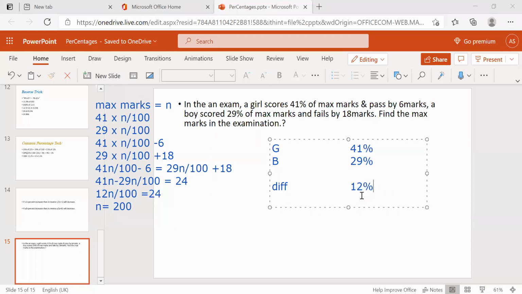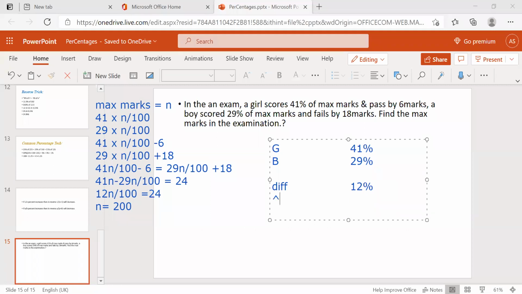Is it clear what I'm saying? The difference is 12%. If we get to know the difference in the marks, that means how much the 12% is, then we can get the 100% marks, right? Now, just see what they have given in the problem.